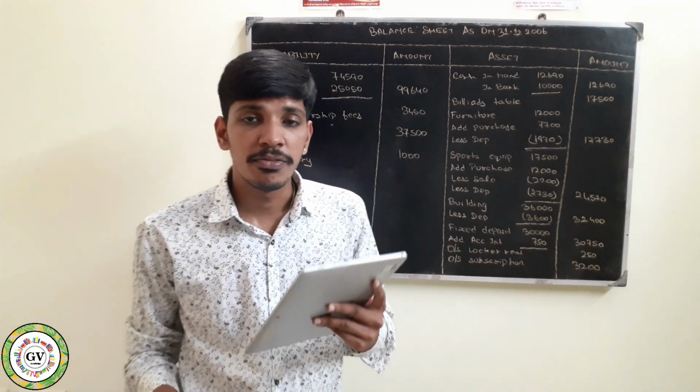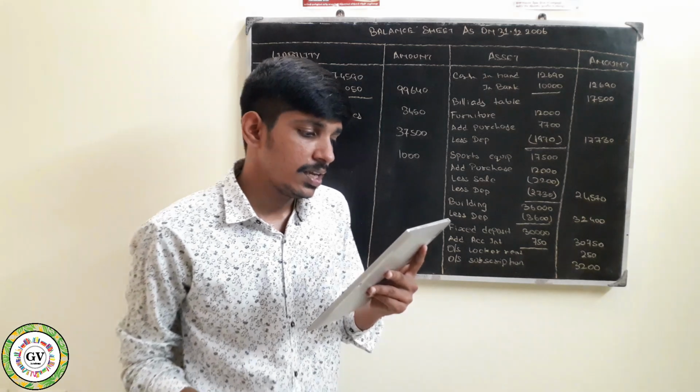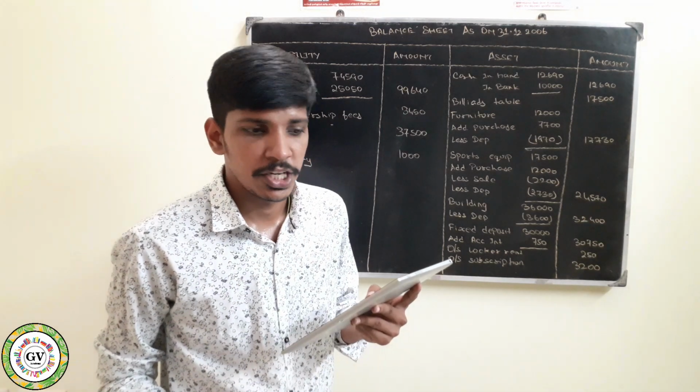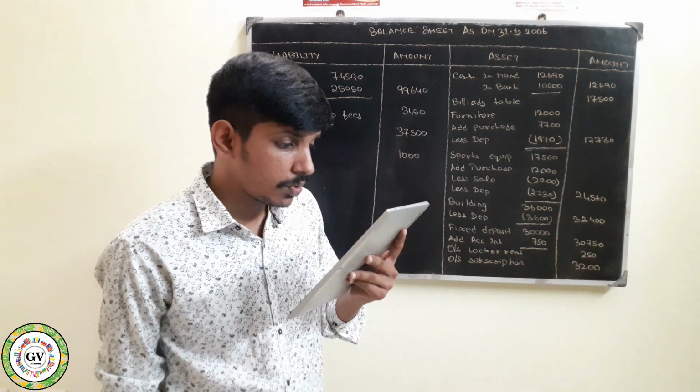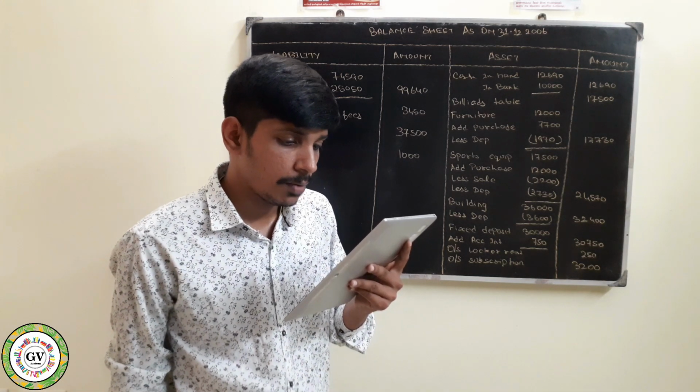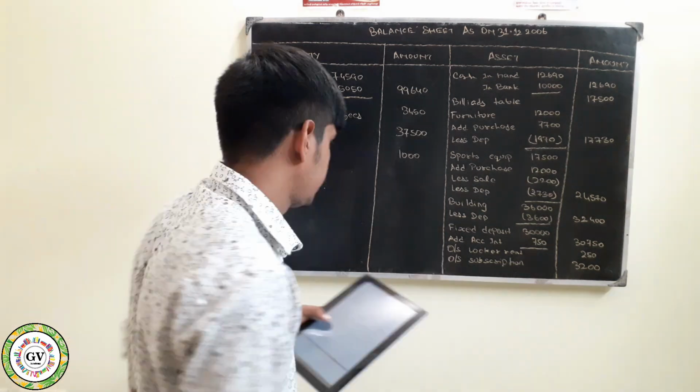And finally, we are left with one more point, that is the tournament fund and the tournament expenditure. In the tournament fund, there is an amount of 26,000, and the tournament expense amounted to 18,500.